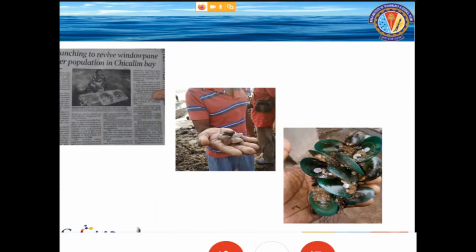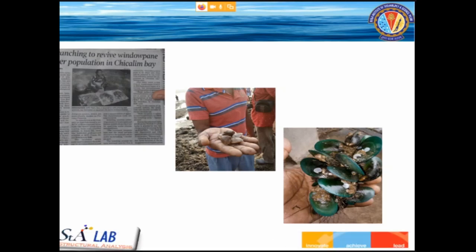Now, does that make our job simpler? Actually not. The publicity that has been generated regarding the reappearance of these clams, I told you these are edible and are considered great delicacies in Goa, has resulted in a separate sort of anthropogenic activity.